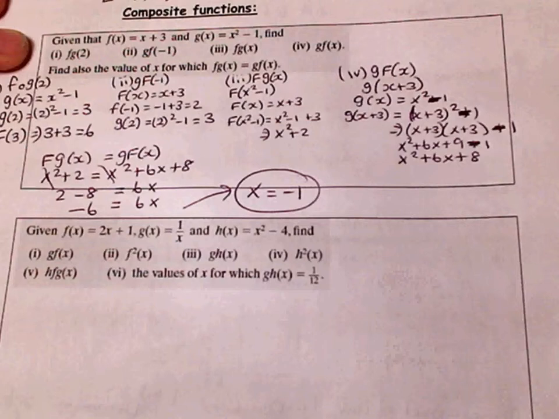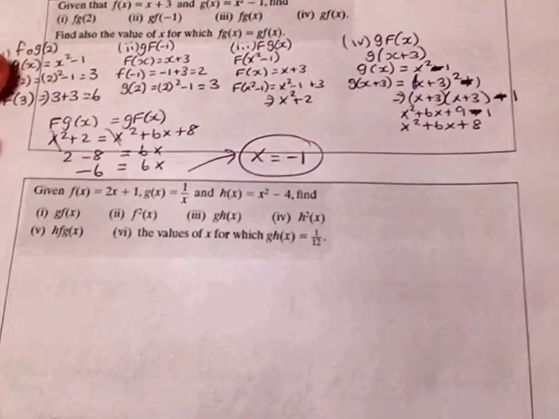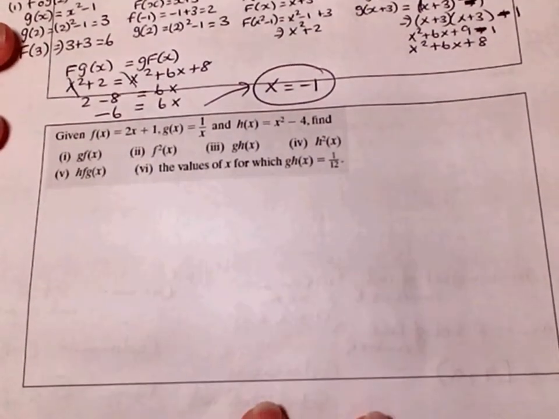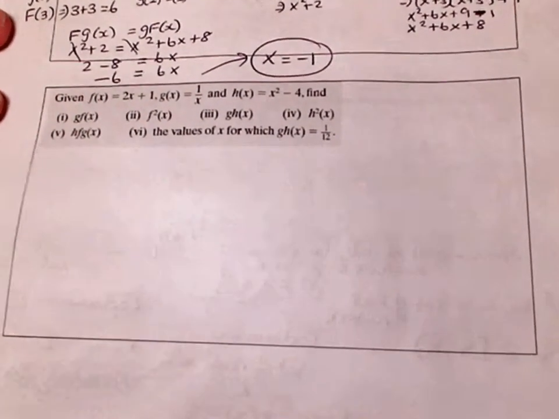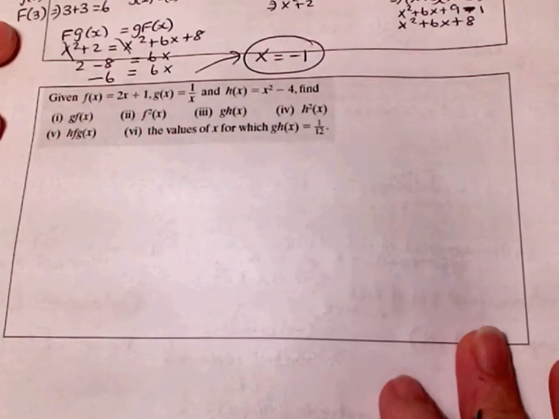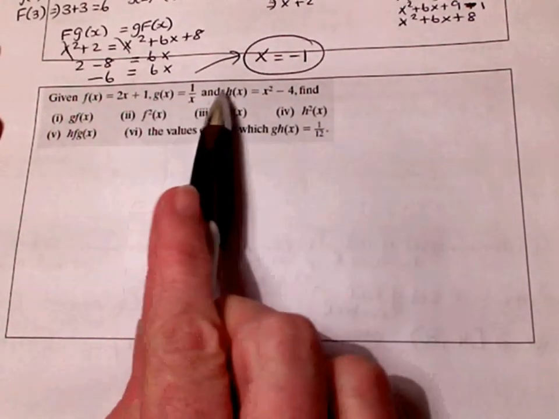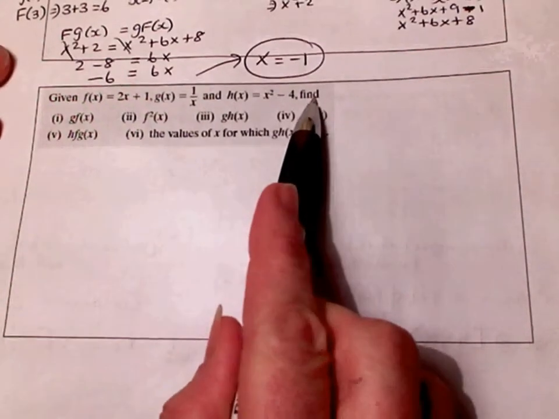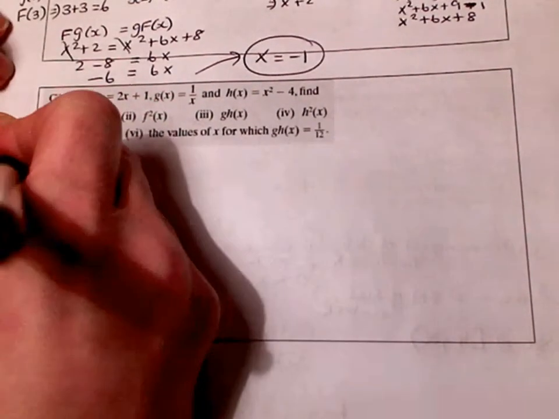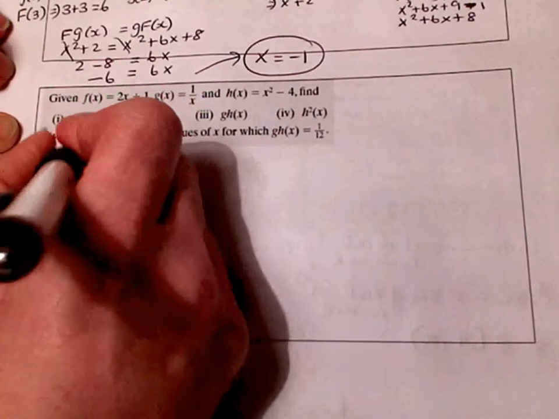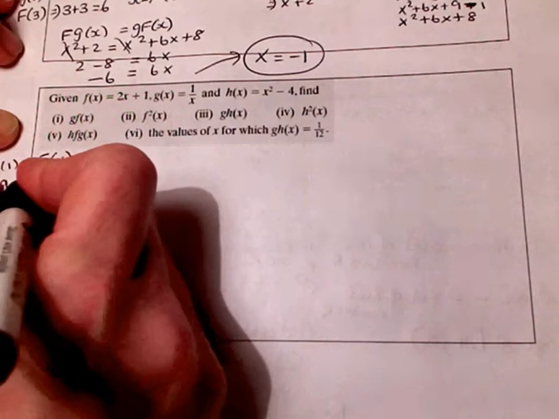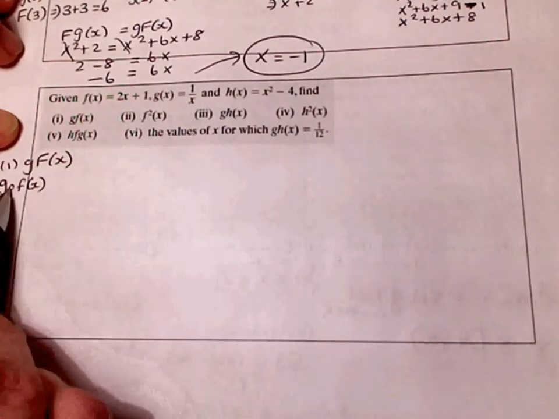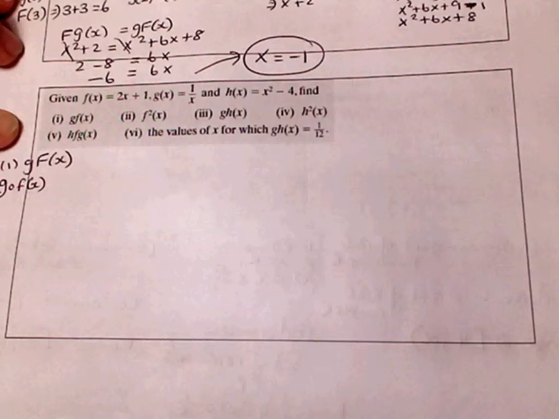Now another example. Three functions are given here: f of x, g of x, and h of x. f of x is 2x plus 1, g of x is 1 over x, and h of x is x squared minus 4. The first one you're asked is to find g of f of x, so g after f of x. You might also see it written as g circle f of x. Sometimes the circle is for the after, g after f of x.